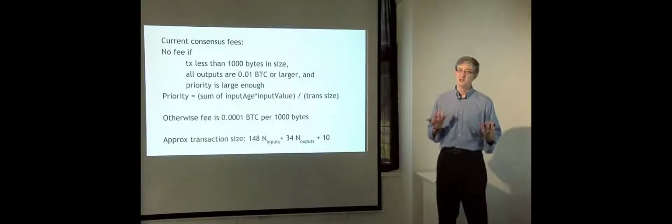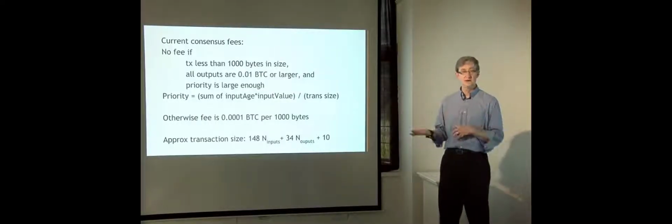Otherwise, a fee is charged, and that fee is about 0.0001 Bitcoins per 1,000 bytes. And that's a fraction of a US penny per 1,000 bytes. Now, just as an aside, the approximate size of a transaction based on the number of inputs and the number of outputs is about 148 bytes per each input, plus about 34 bytes for each output, plus about 10 bytes for other information. And so a transaction of small size has maybe 2 inputs and 2 outputs. Its size would be 400 to 500 bytes.